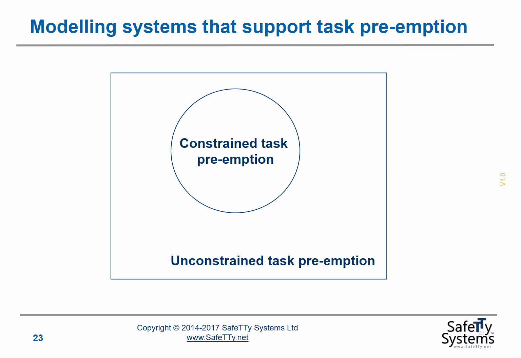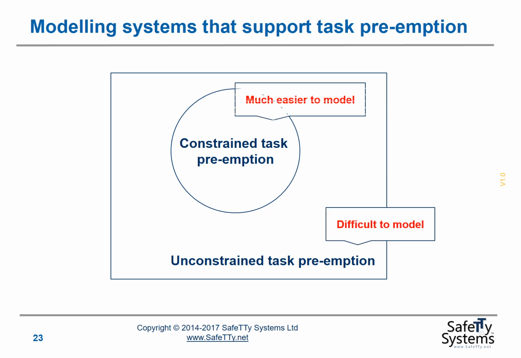So what we're really doing here is saying that unconstrained task preemption, for example, is difficult to model. But if we put constraints on the task preemption and reduce the number of interrupts, then it's much easier to model the system and to become confident that the system will operate safely as required to meet the needs of the application.